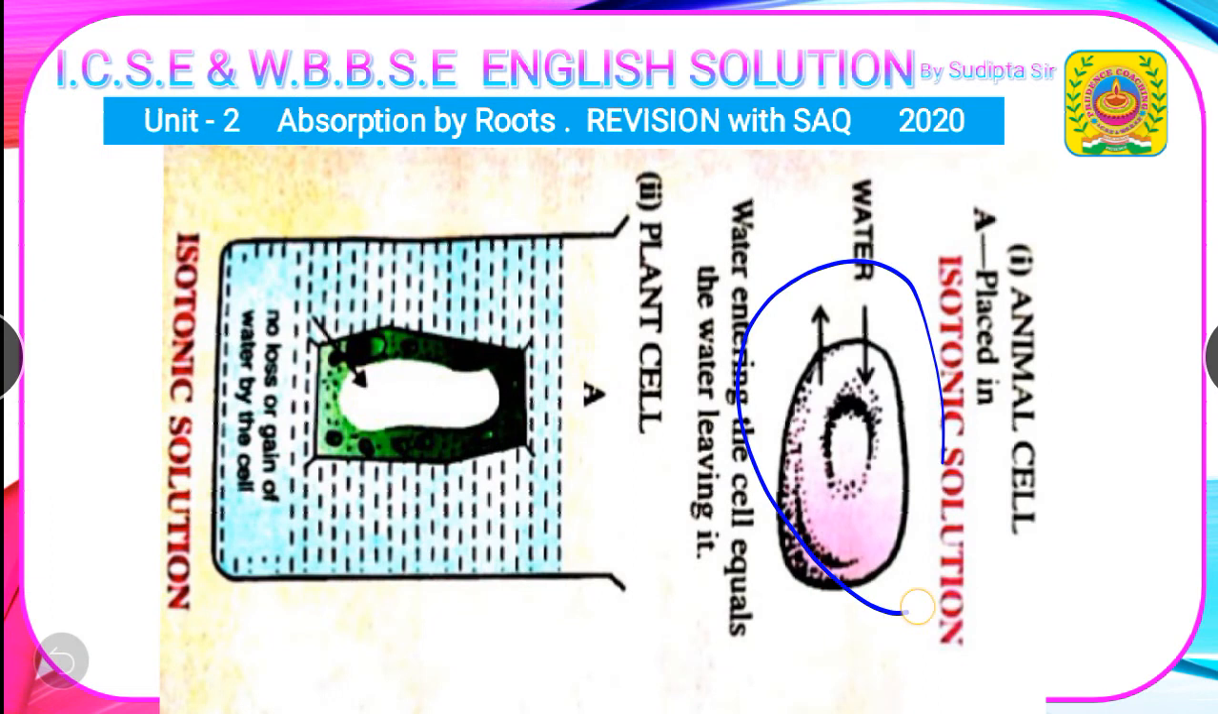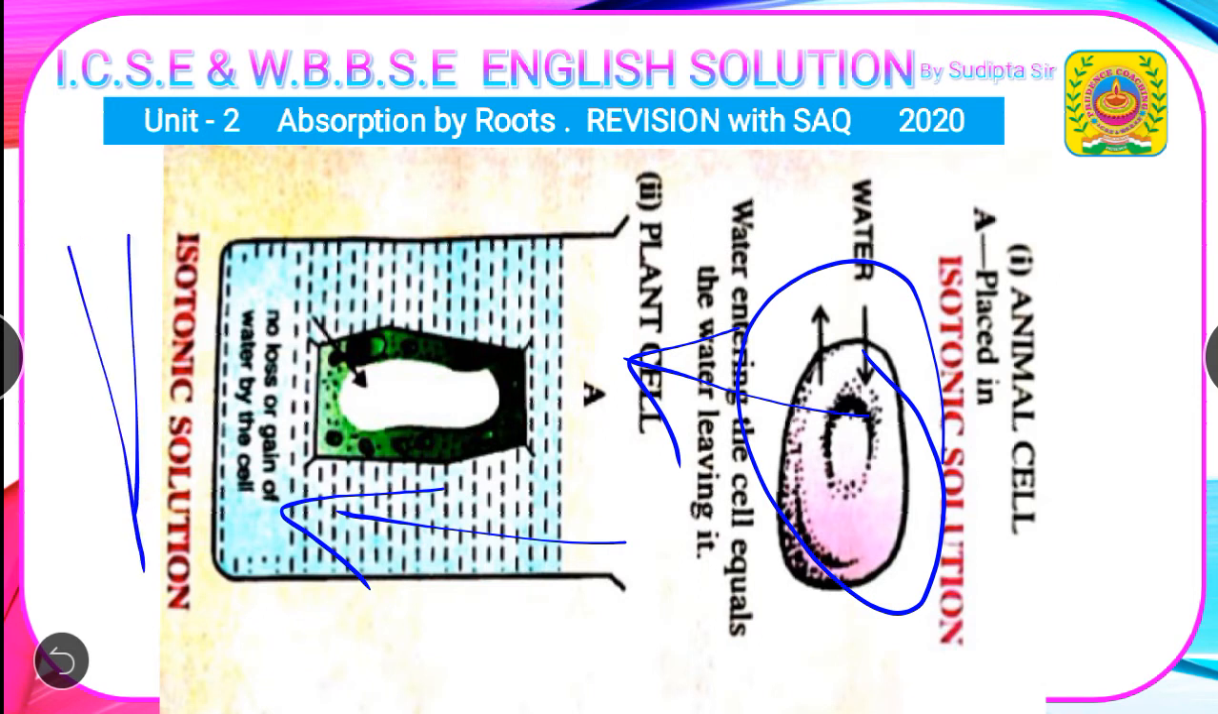This animal cell has been kept inside this isotonic solution. And regarding this, sorry, this is not the animal cell, a plant cell has been kept in this isotonic solution, and as this is kept in isotonic solution, no change will occur.